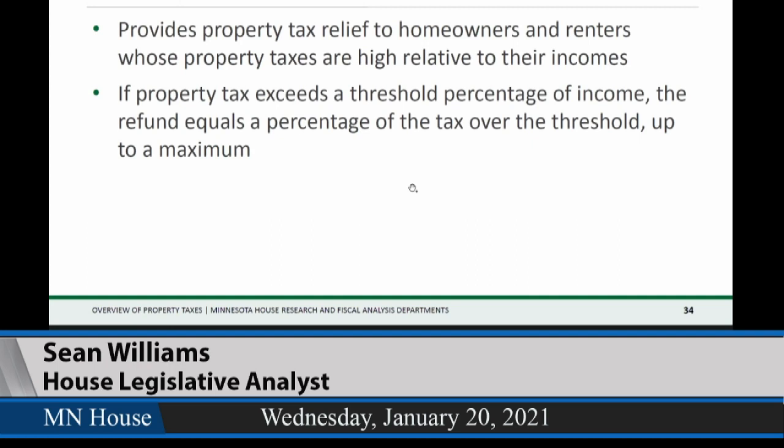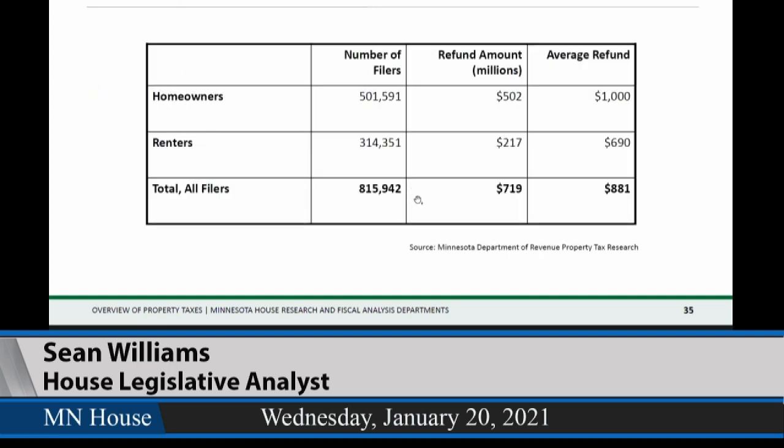Next slide, please. As you can see, total property tax refunds were about $719 million, and those are refunds filed in 2019. You can see that homeowners are a larger share of the program at $502 million, and renters are at about $217 million. And homeowners are also a larger number of total filers. Next slide, please.